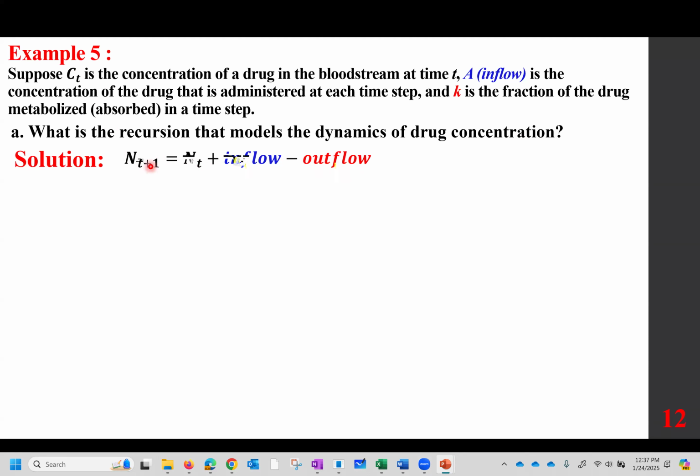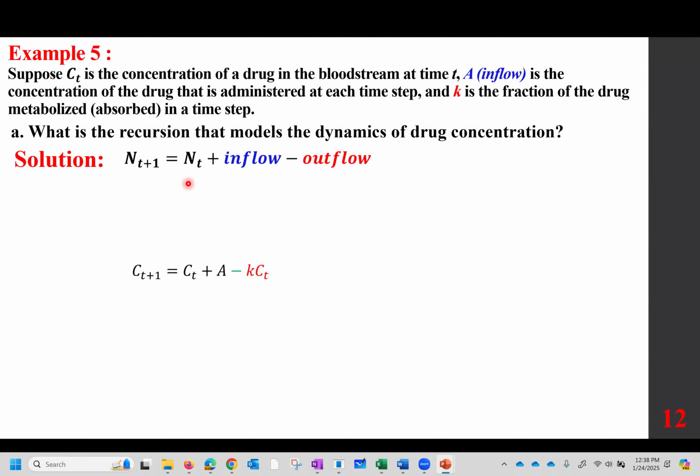When we give medication to a patient, whatever amount that was given to the patient previously is there, plus what we add, minus what is gone, a fraction, a portion, which is gone from the body. Therefore, we're going to change the C sub n to C, so we get C sub t plus 1 is C sub t plus inflow. I'm going to call it A. Outflow minus K times C sub t.